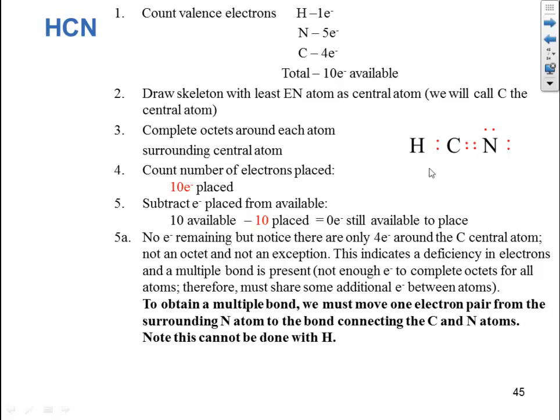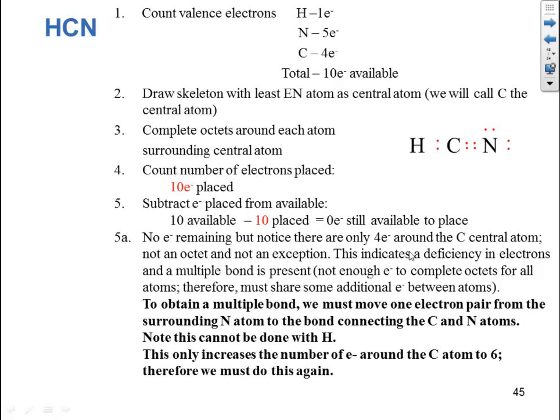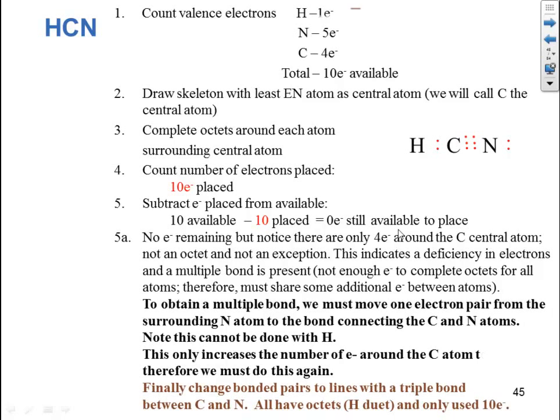After I did that, we still used the 10 electrons. However, I got 2, 4, 6 around carbon. I still have 8 around nitrogen, so I'm going to have to do this again. This only increased the number of electrons around it to 6, therefore we must do it again. Now I got 2, 4, 6, 8 around nitrogen and 2, 4, 6, 8 around carbon. We only used the 10 electrons. This is my Lewis structure, except now I will take those bonded pairs and put lines. So I have a single bond between hydrogen and carbon and a triple bond between carbon and nitrogen.